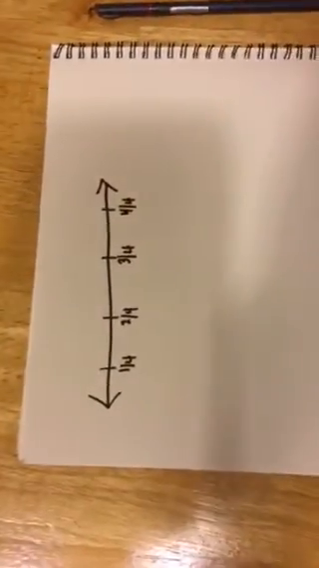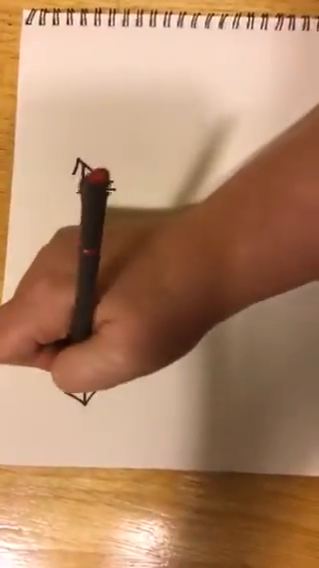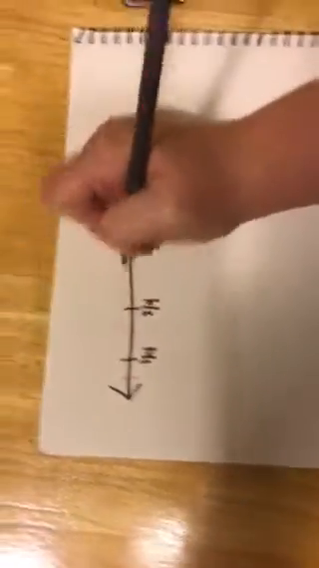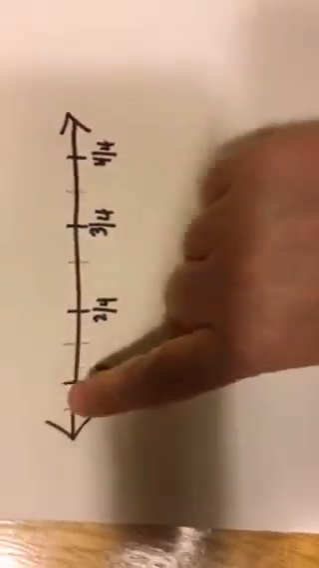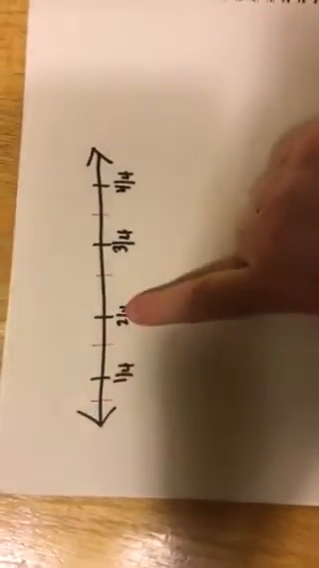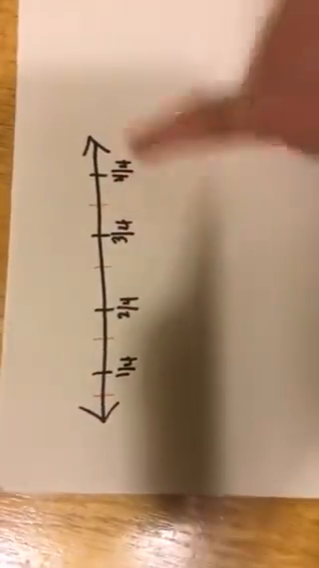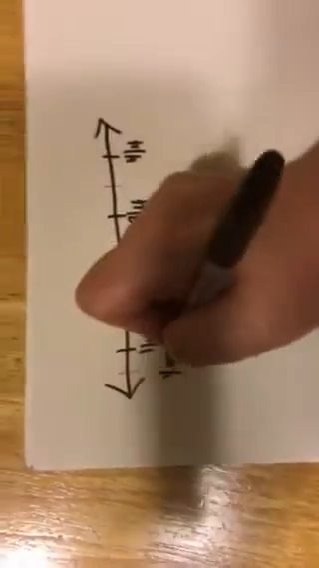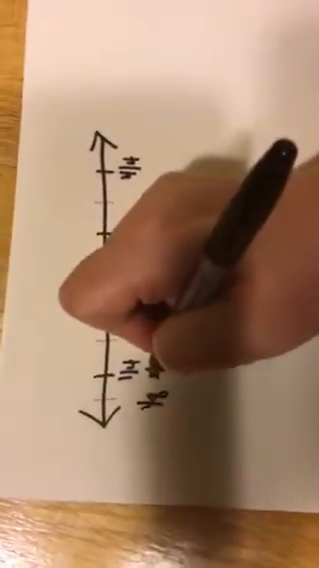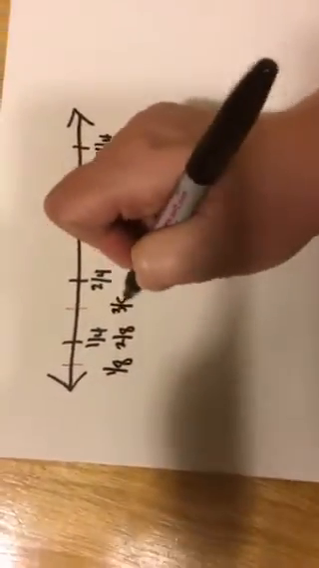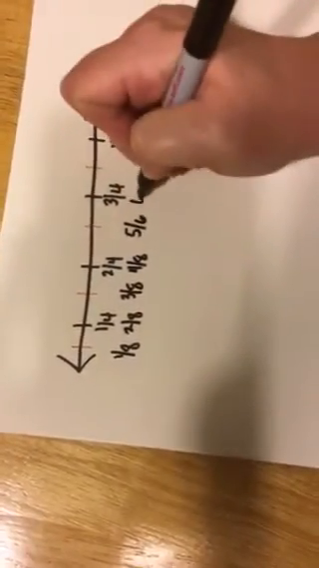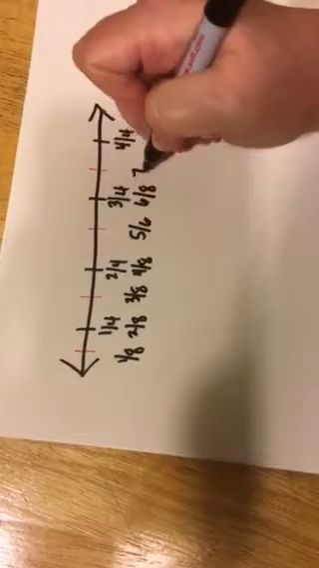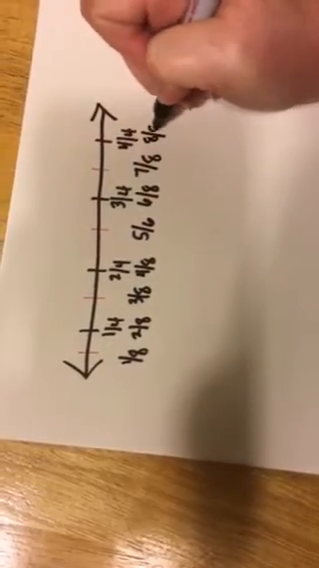Now you want to tell the kids, okay, I'm going to go back and add some little hashtags here because I want to divide it up into eighths. So I have 1/8, 2/8, 3/8, 4/8, 5/8, 6/8, 7/8, 8/8.